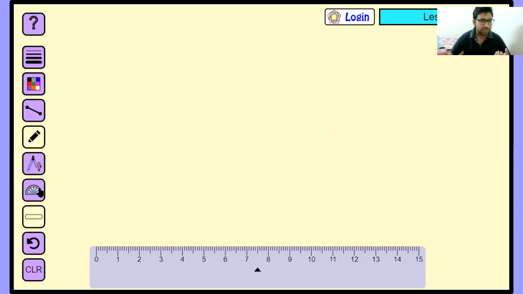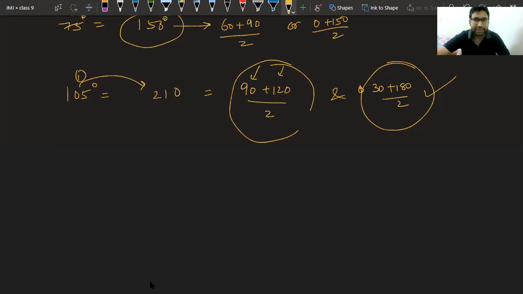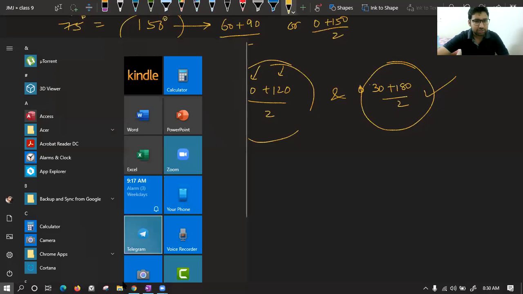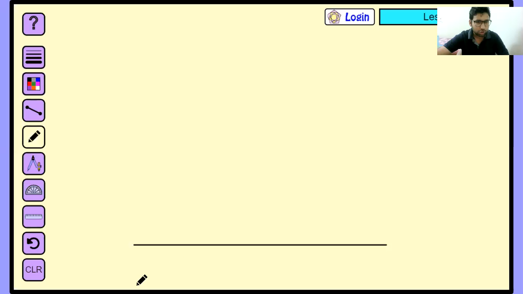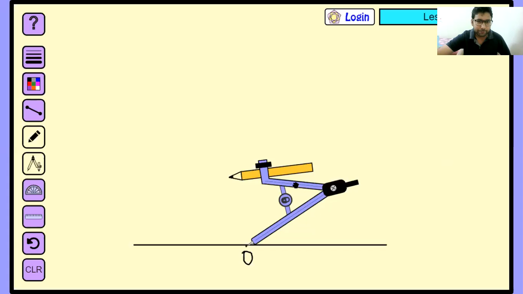Okay, so first I will draw a line. After this, tell me which combination I should take. Shall I take 90 and 120, or 30 and 180? Please tell me fast. Bhavya said 30 and 180, obviously his own. Class, see, now I'm going for 30 and 180.